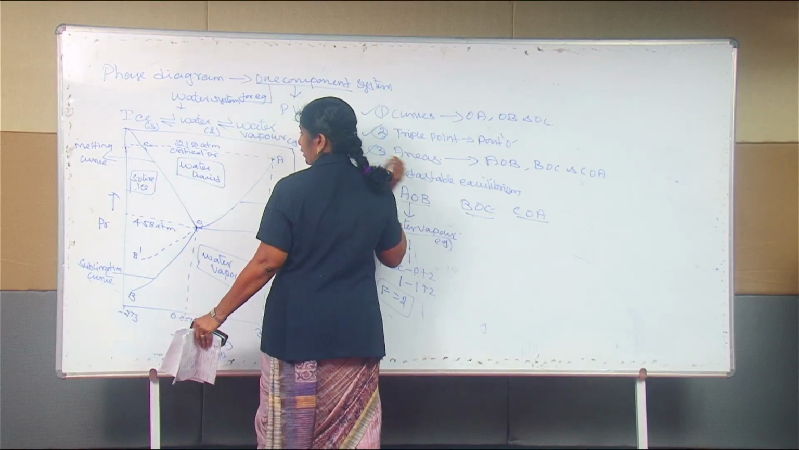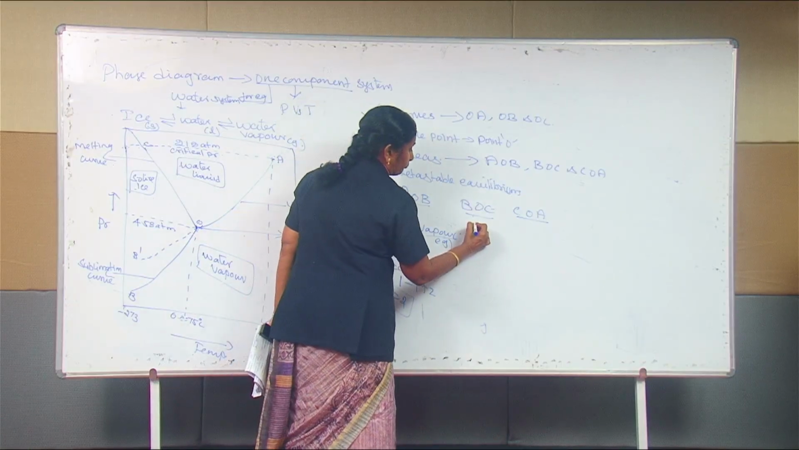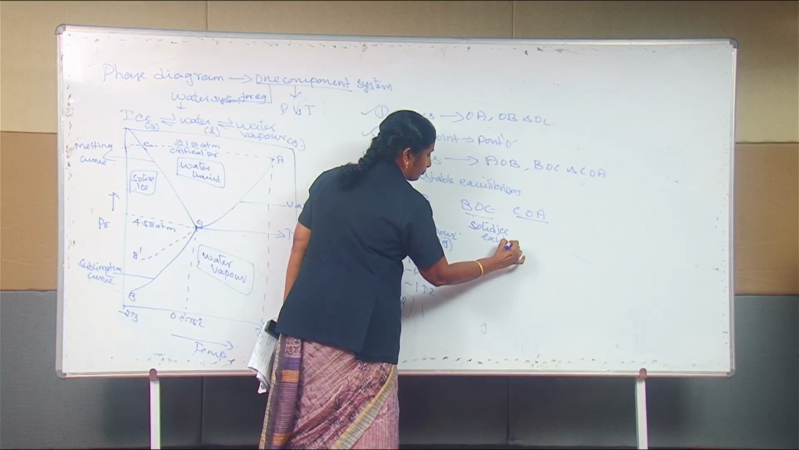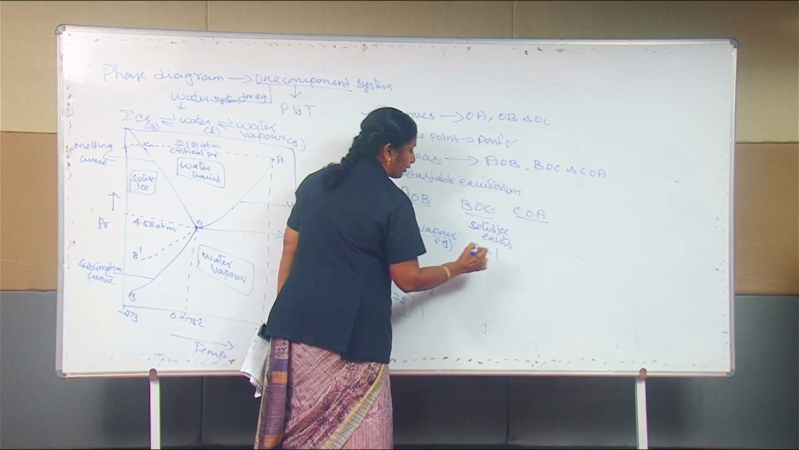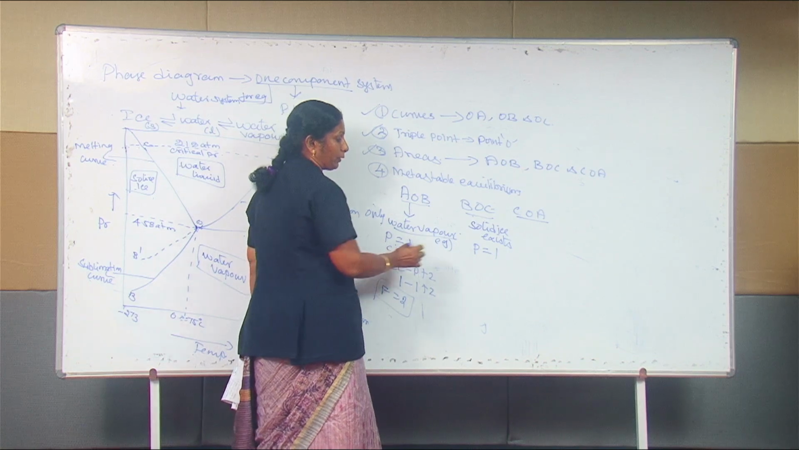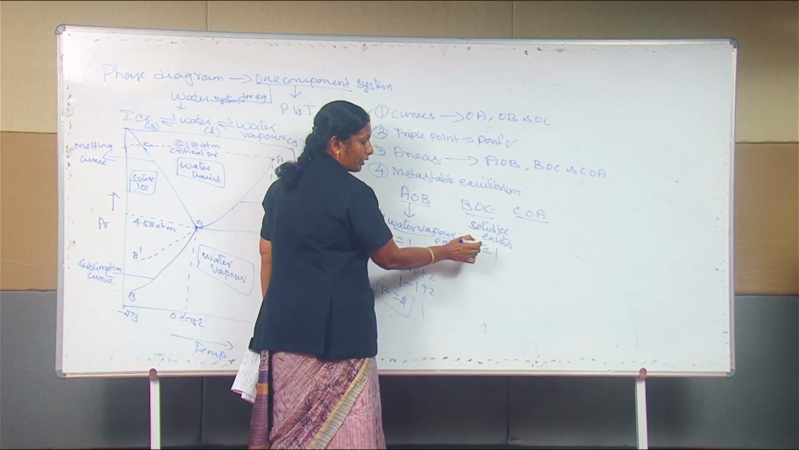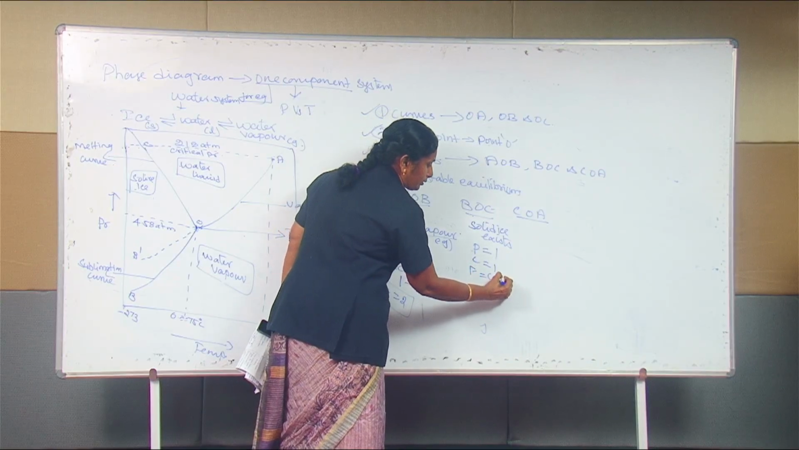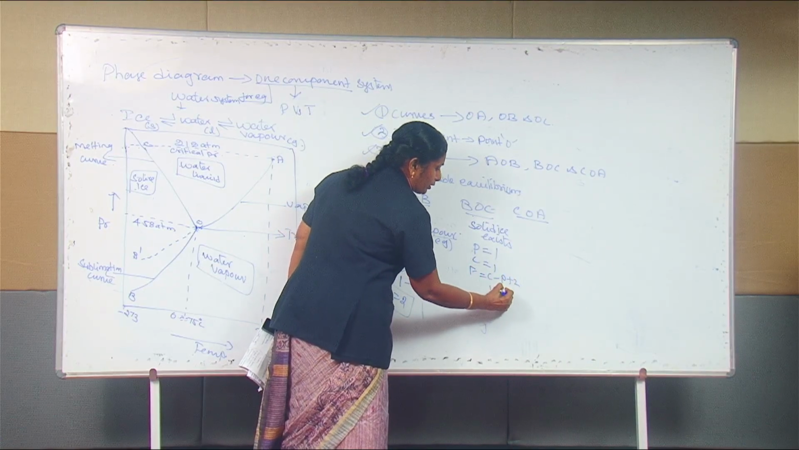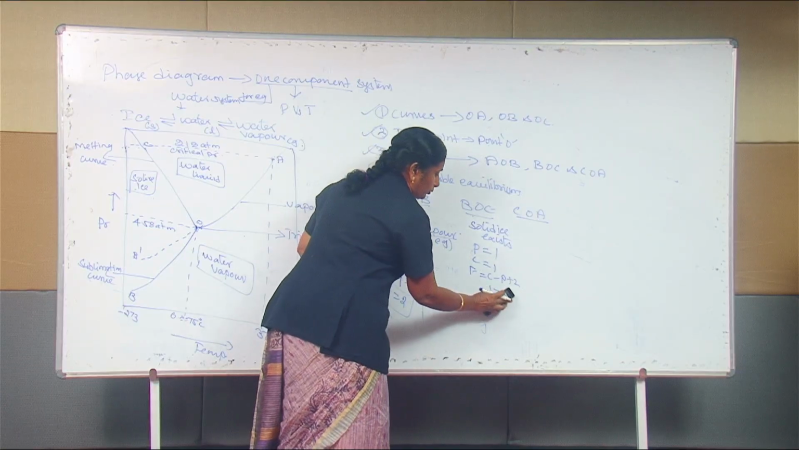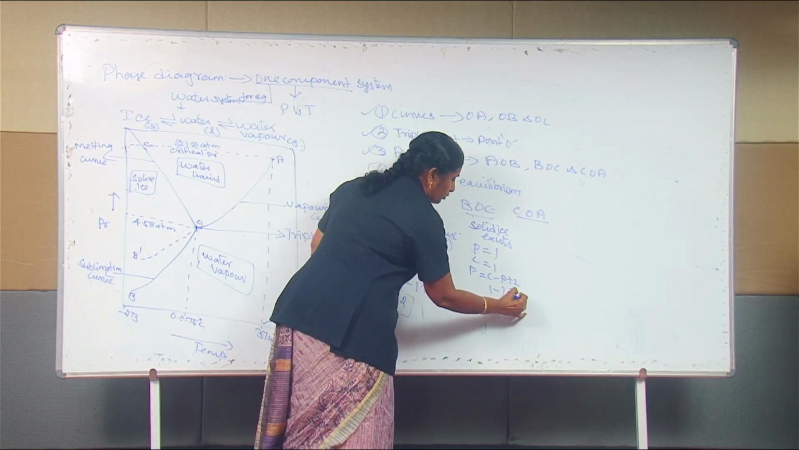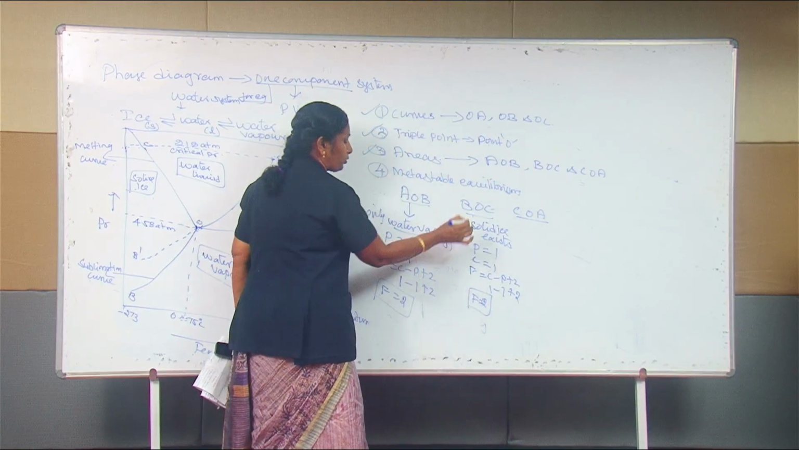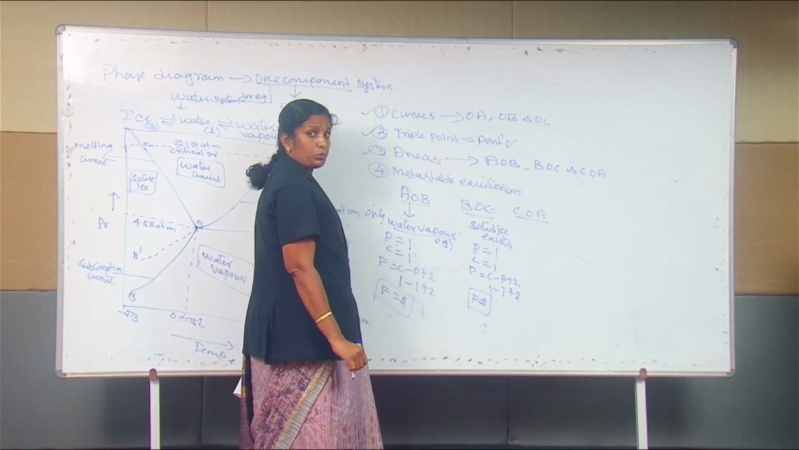In the BOC area, only solid ice exists. Here also you find the value of P. P is equal to 1, since only the solid exists. And C is equal to 1, and F is equal to C minus P plus 2. 1 minus 1 plus 2, and F is equal to 2. Here also the degree of freedom is 2, or bivariant.